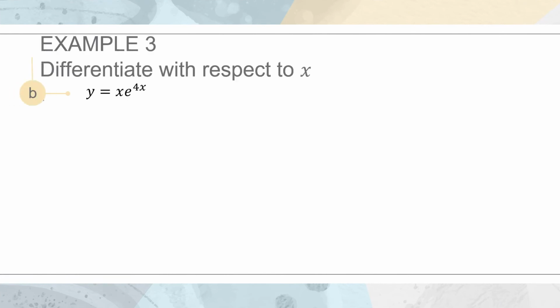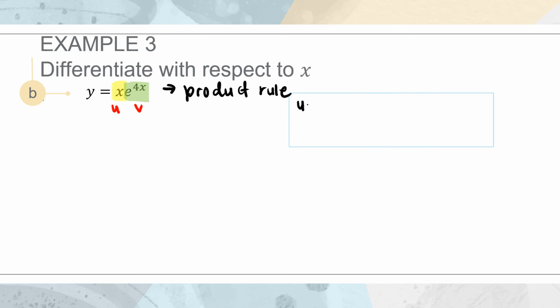Okay, so now for the second question, we have y is equal to x e power of 4x. And again, if you take a look properly here, we have the product of two different functions. So if you want to differentiate the product of two different functions, you are going to need to use the product rule. So if you use product rule, you will need to label this as u and v. So we are going to have my u here will be x and my v will be e power of 4x. Differentiating those two, giving me u prime is 1 and v prime is 4e to the power of 4x.